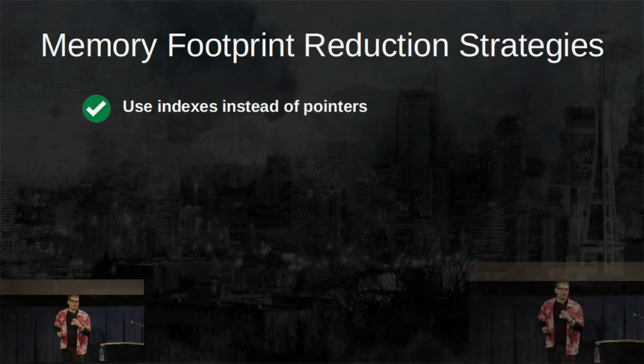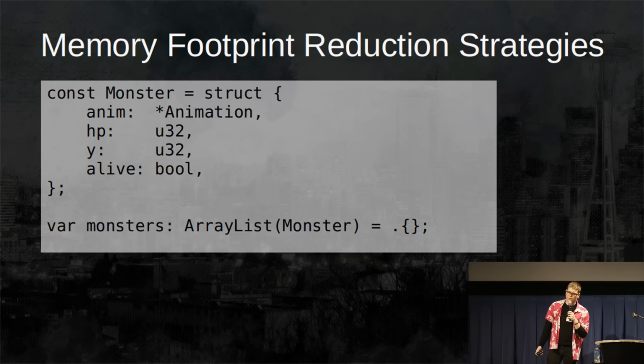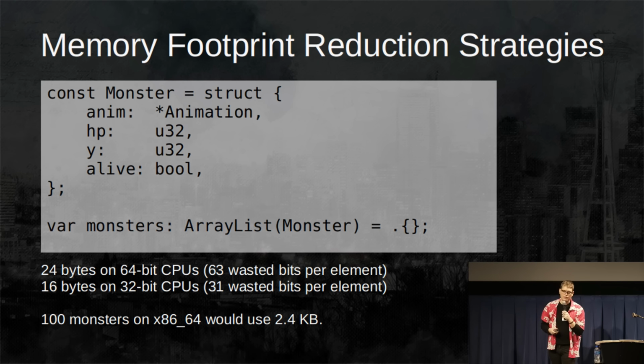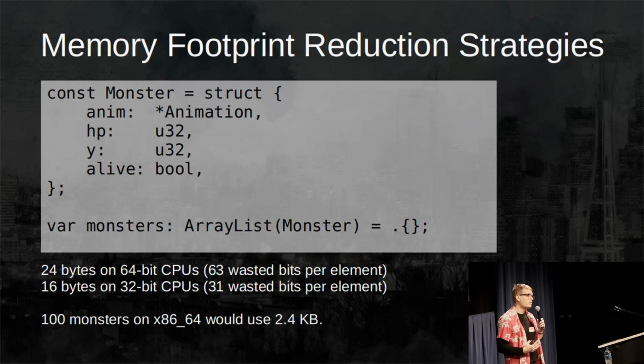Okay, what else? Here's an example. We're going back to that Boolean, right? So we have a pointer, we have two 32-bit ints, and we have that bool. So if we look at the size of this, we're looking at 24 bytes, right? This is the same example. 24 bytes on 64-bit CPUs, 16 bytes on 32-bit CPUs. Lots of wasted bits. I did a little bit of math here so you can get a feel for it. If you had 100 of these, that'd be 2.4 kilobytes.